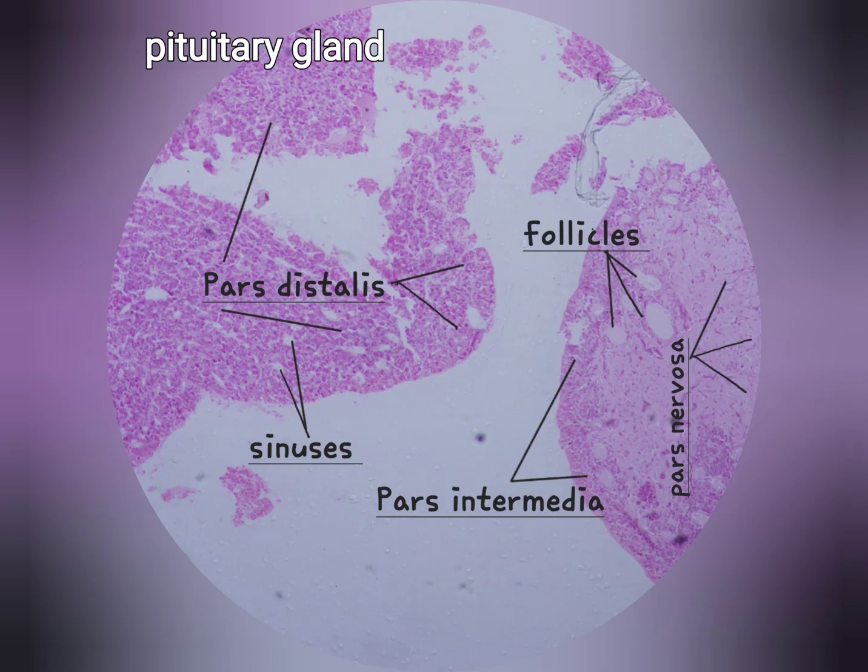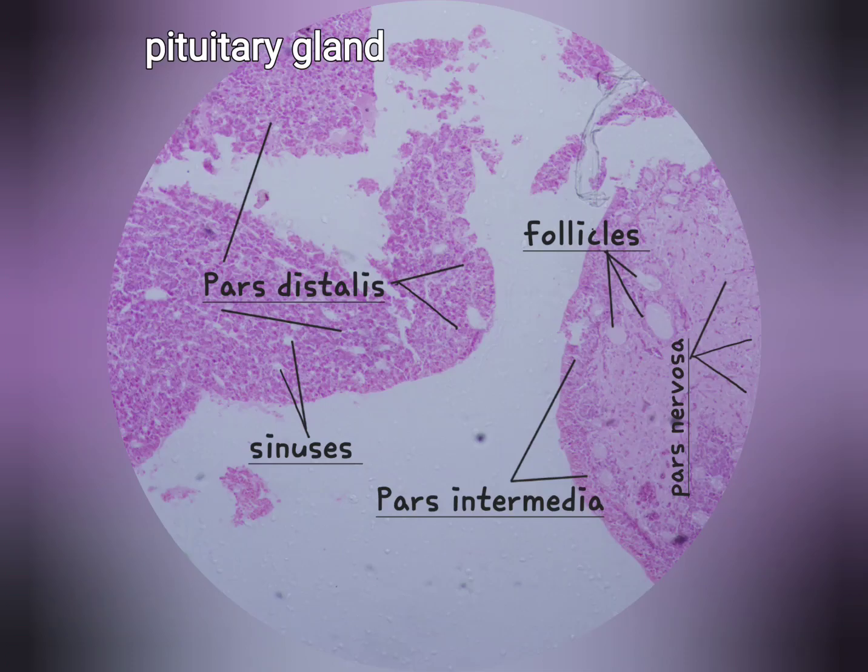This is slide of pituitary gland. It is divided into two parts. Number 1, adenohypophysis. Number 2, neurohypophysis. Adenohypophysis or anterior pituitary is divided into two unequal parts by a residual lumen of Rathke's pouch. Number 1, pars distalis. Number 2, pars intermedia.